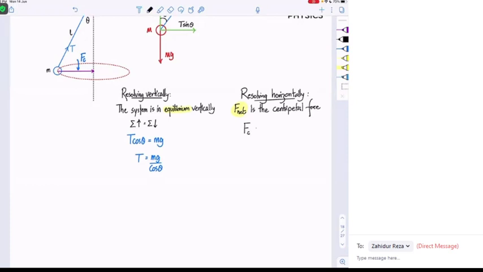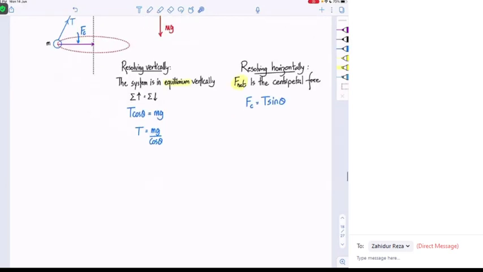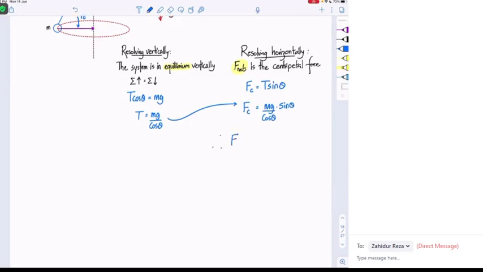Fc is equal to, right? Sorry, let me use the other color. Fc is equal to T sine theta, which is the force acting towards the center, which further means using this equation, right? We can replace the tension with this. So Fc is equal to mg by cos theta into sine theta, where sine and cos will give me tan. So therefore, we have this wonderful equation. Centripetal force is mg tan theta. That's the formula for my centripetal force.